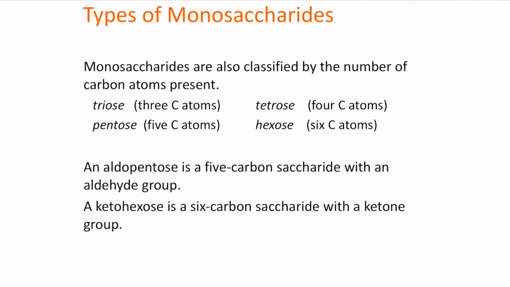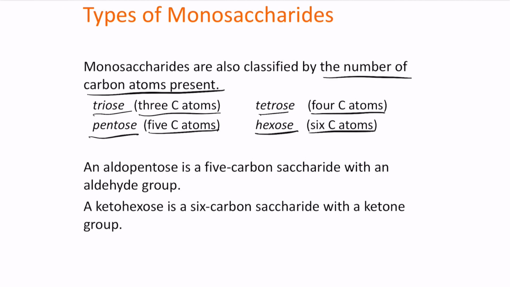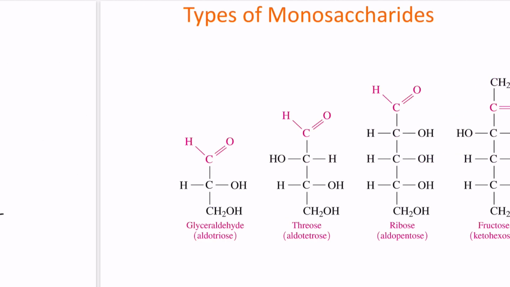Now, monosaccharides can also be classified by the number of carbon atoms that they have. If they have 3 carbon atoms, we call them trioses. If they have 4, tetrose. If they have 5, pentose. If they have 6, hexose. So if you see a structure named aldopentose, pentose represents that it's a 5-carbon saccharide, and aldo represents that it has an aldehyde group. And a ketohexose is a 6-carbon saccharide that contains a ketone group. This is how we generally classify monosaccharides.